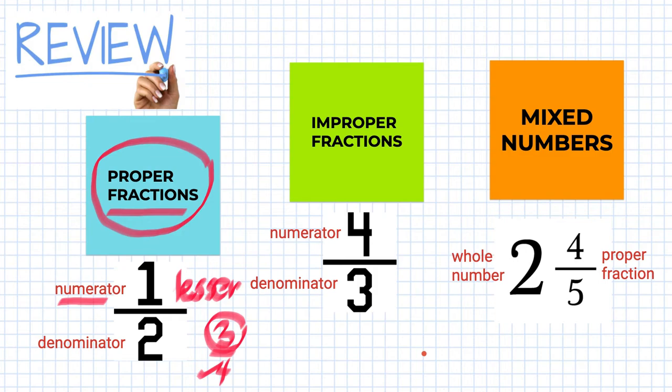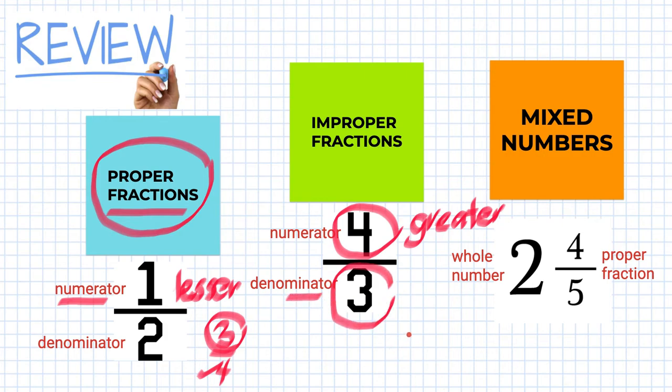Now, what do we mean by improper fractions? When we say improper fractions, the numerator is greater than the denominator. Meaning to say, the numerator, or the number above, is greater than the number below, which is the denominator. Another example for that is 5/2. This is an example of an improper fraction because 5 is greater than 2.